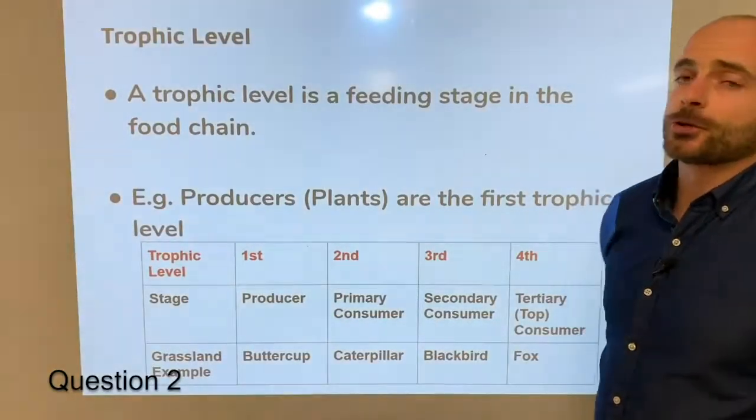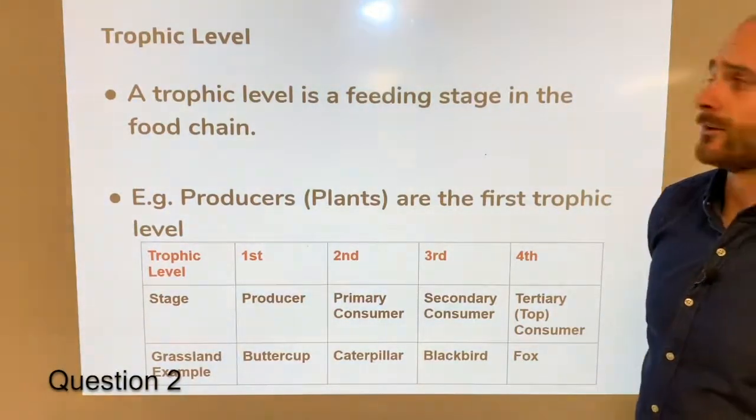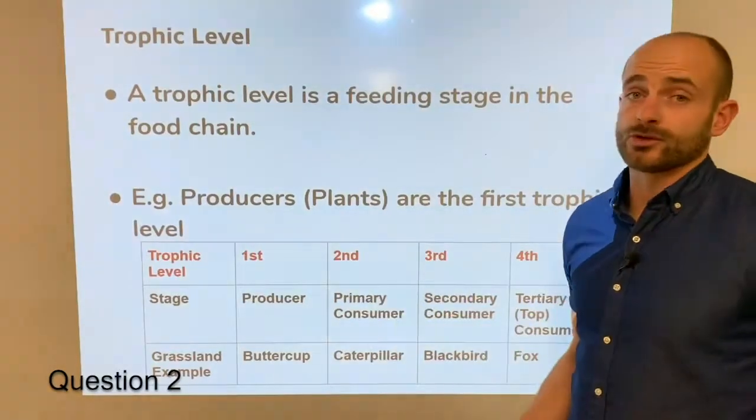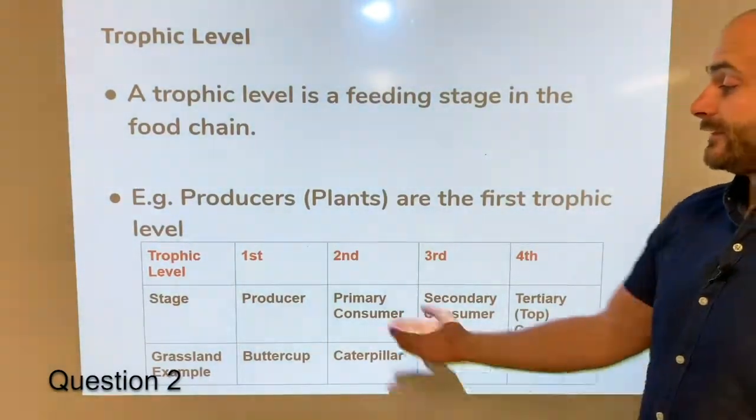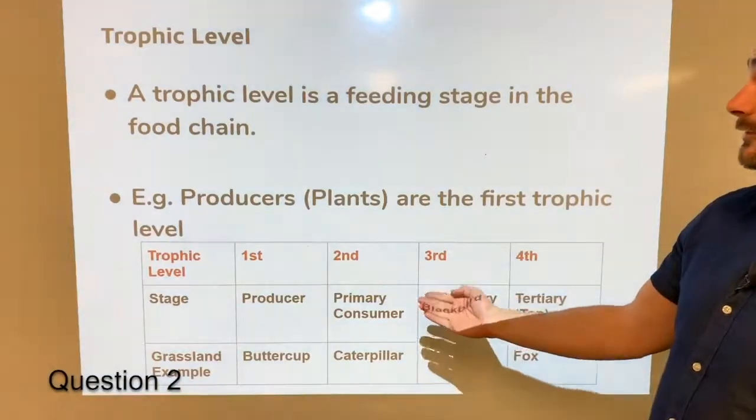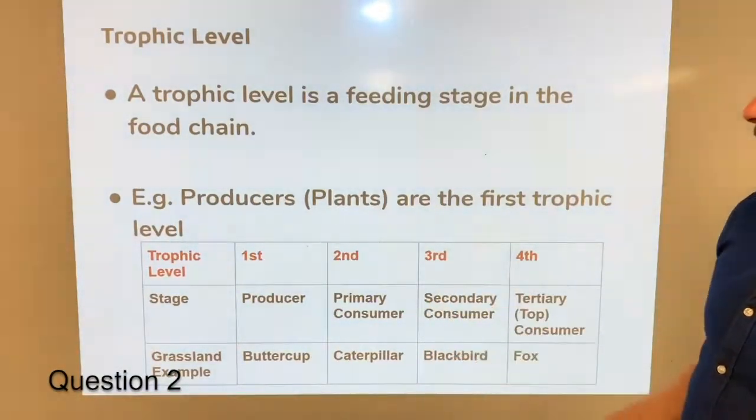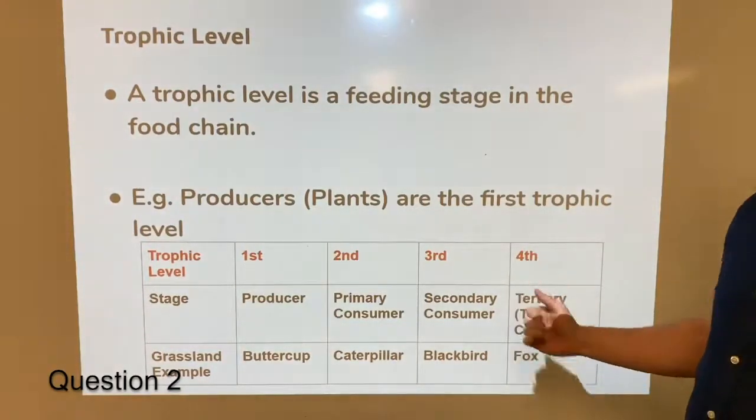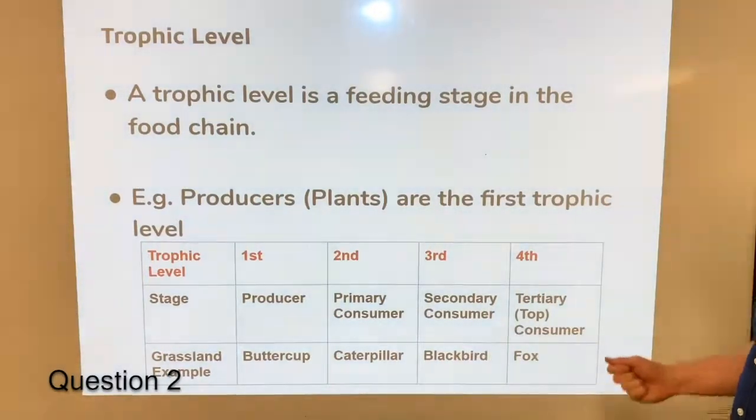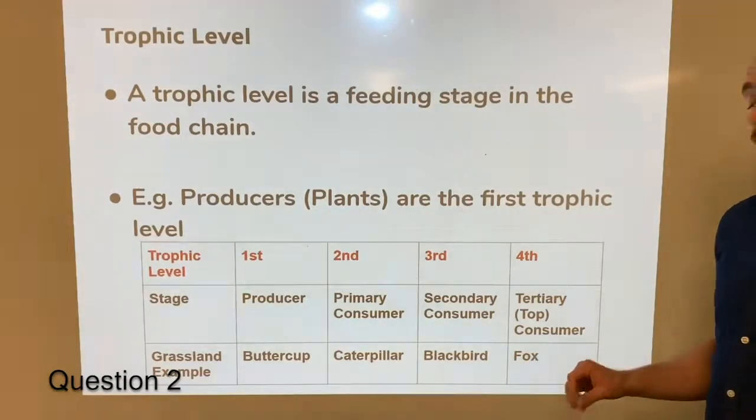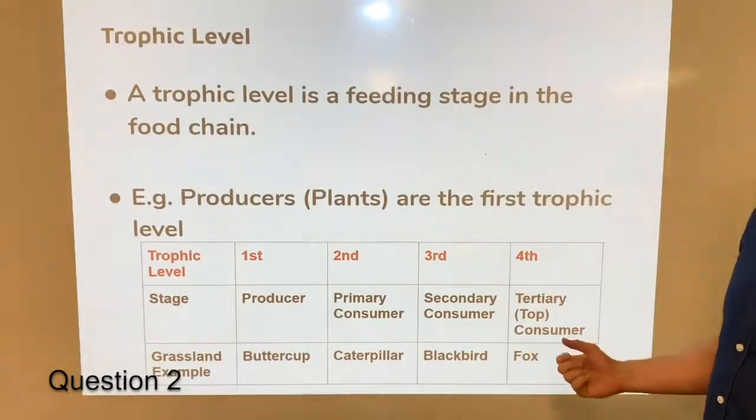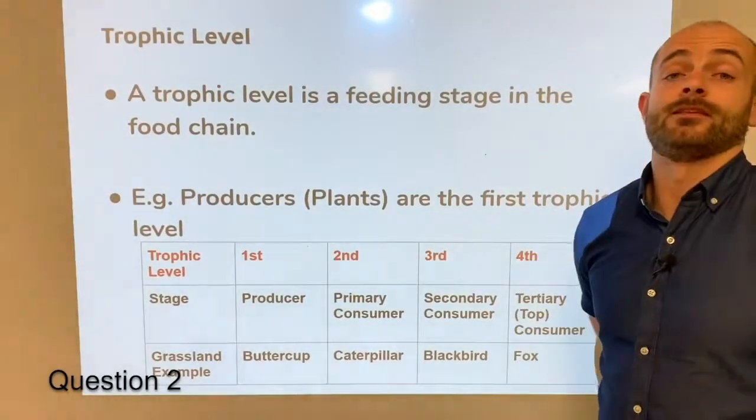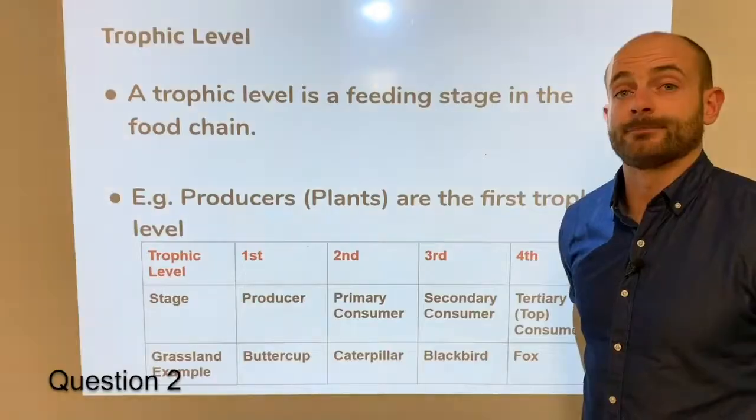Question 2 refers to trophic levels. So what is a trophic level? It is a feeding stage in the food chain. So the producer, which we spoke about in our last video, is the buttercup. The second trophic level is the primary consumer, example the caterpillar. The third trophic level is the secondary consumer, example is the blackbird. And the fourth trophic level, which is not always there, is the top consumer, and the example in the grassland is the fox. Once again, everything here is enough information to get you full marks in the exam.